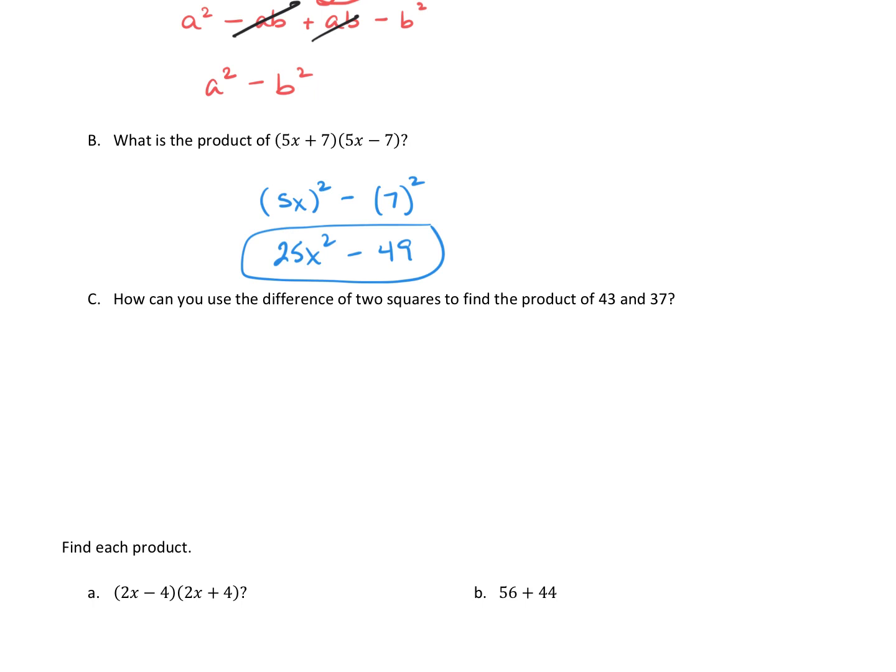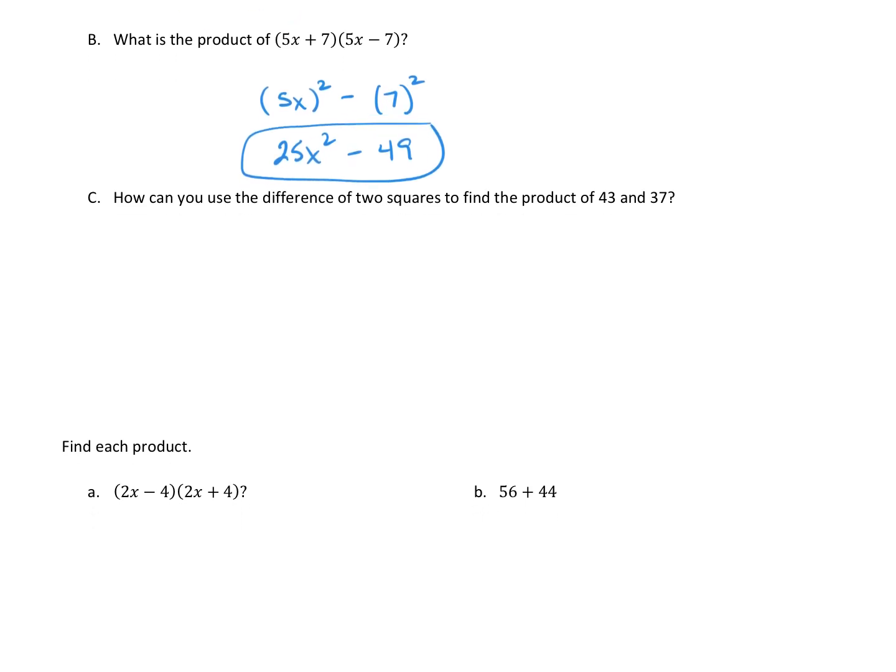All right, part C, how can you use the difference of two squares to find the product of 43 times 37? So they want us to multiply 43 times 37. Product is multiplication. What we notice is 43 and 37 are both kind of close to 40. So we're going to rewrite these. 43 is the same thing as 40 plus a 3. And 37 is the same thing as 40 minus a 3.